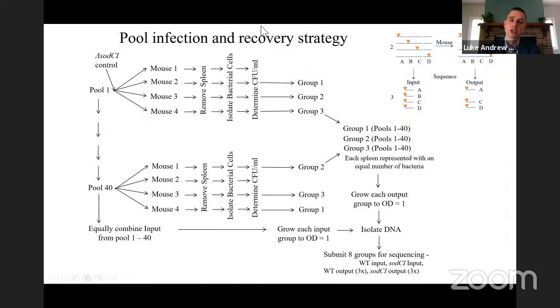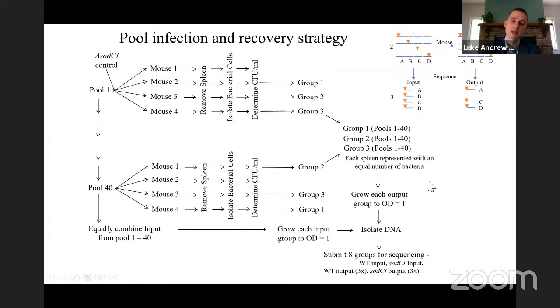And so, as I mentioned, we used 3 populations out of the 4 mice to use in our final output groups. And we carefully thought about how we assigned each population to each group to control for the total number of bacteria in our final output groups. So for each background, we had 3 final output groups, each containing representative bacteria from pools 1 through 40. And we basically could consider these our biological replicates.